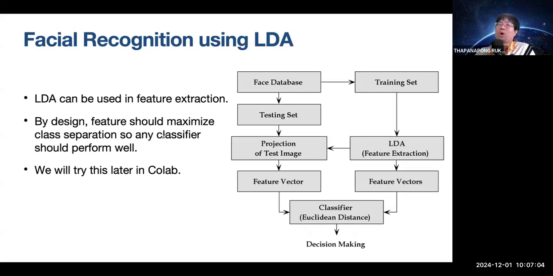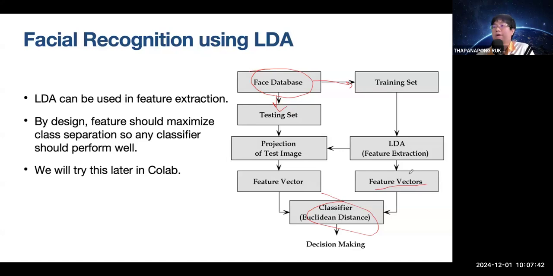So what are the applications that they use for LDA? They use this as facial recognition. So you have a face database, right? And then you split into train and test. And you kind of want to do classification. Now, in classification, you want to build a classifier, right? So in the classifier, we actually need a feature vector.